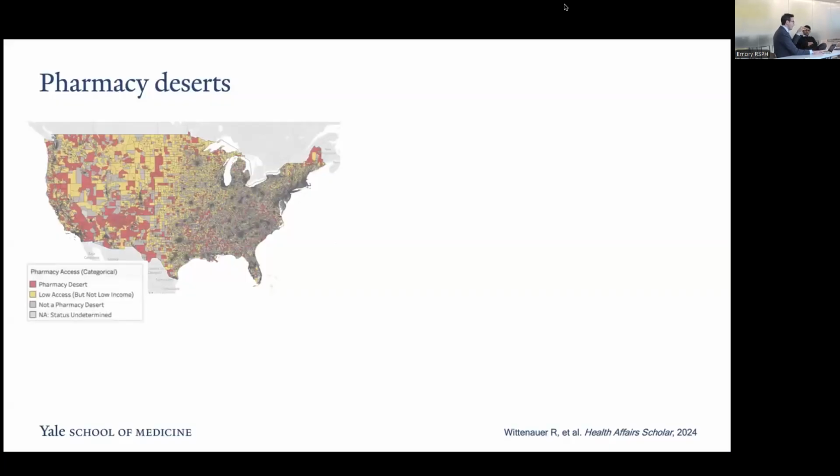Shifting then back to the US, right? Pharmacy, this concept of pharmacy deserts. So accessibility is an issue here as well. This is a really nice study where they looked at every census tract in the US and identified whether census tracts in red were pharmacy deserts, meaning there was a socioeconomic and a distance factor.